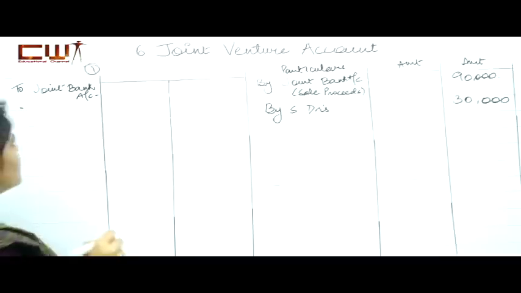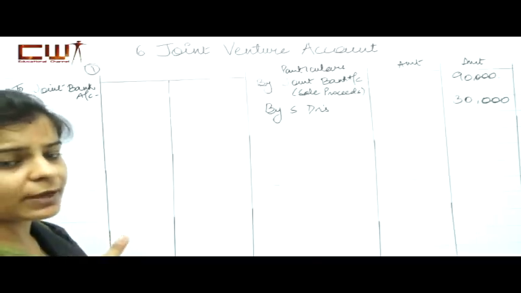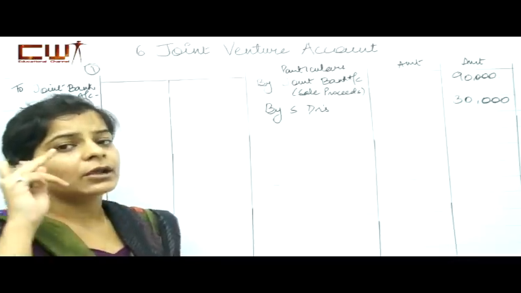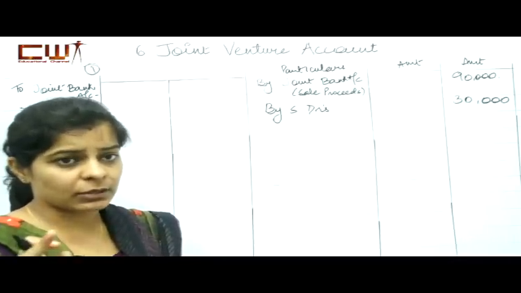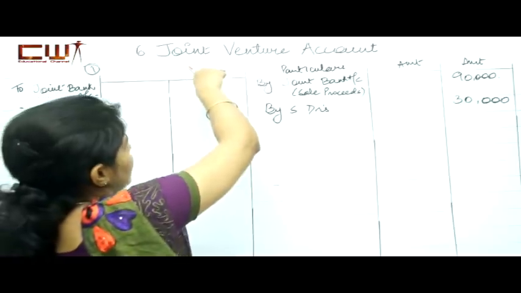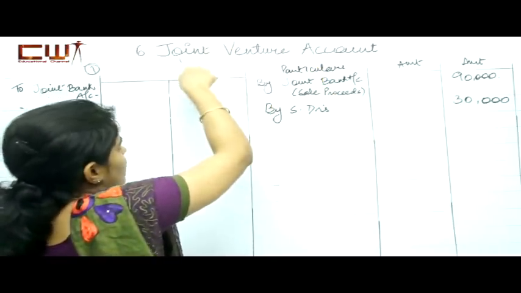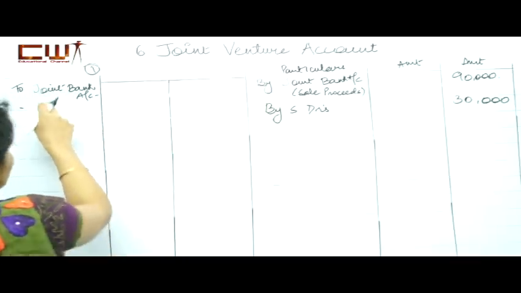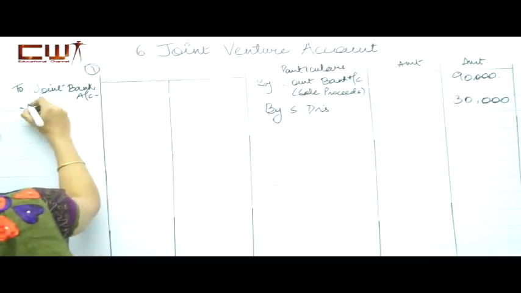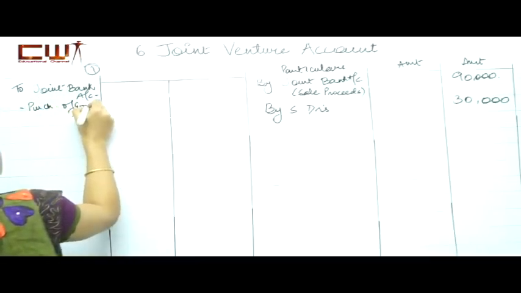Right? So which expense you are paying? You are paying for the purchase of goods. See, whenever you purchase goods, what entry you did? Goods account debit to cash, right? But here you are not debiting the goods account directly. You are debiting the goods account through joint venture account. So your entry is joint venture account to joint bank account. So joint bank account you mentioned separately. This is purchase of goods, right?